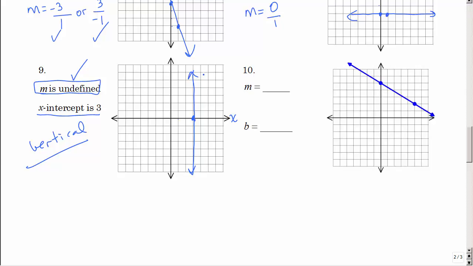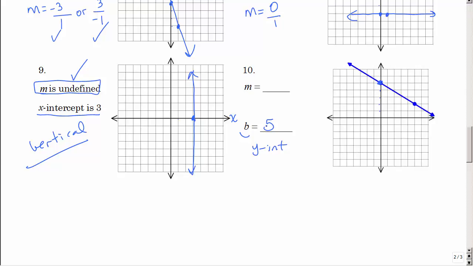You just have to know it. Now number 10. It's asking you not to graph the line, but what is m and b? Well, what's b? b is the y-intercept. That's right here. So 1, 2, 3, 4, 5. So you could tell me just 5. It doesn't have to be an ordered pair.